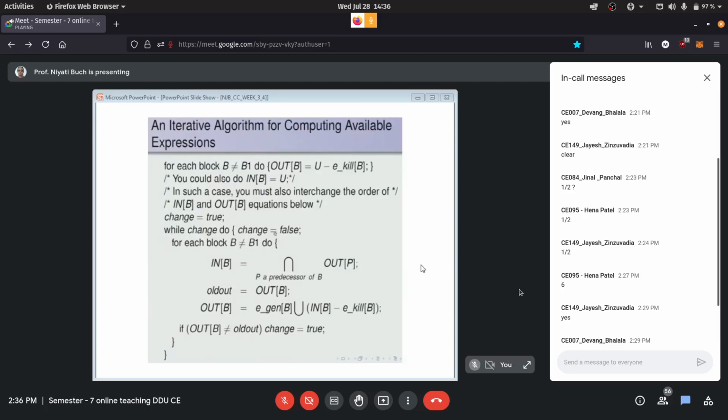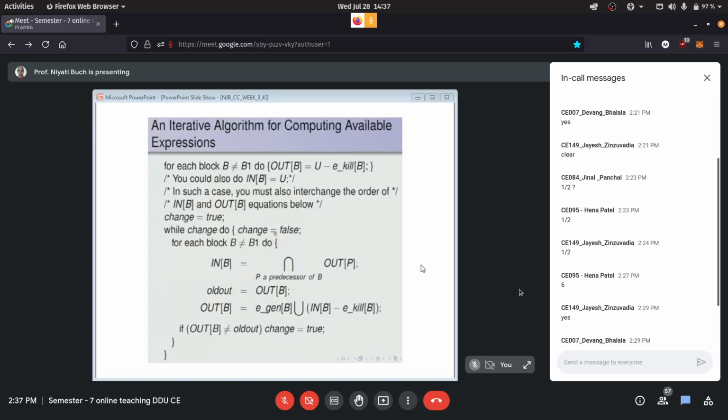Now let's see what we have to do over here. The same formula as we learned in the previous slide is used, but it is used iteratively. We have to continuously check till the value of change is false. If no change is there, then we can safely come out of the loop. In one iteration, for each block you have to find out the inset and the outset.